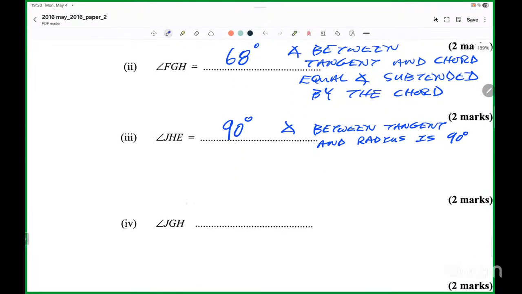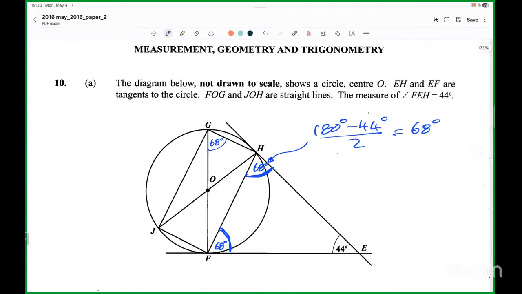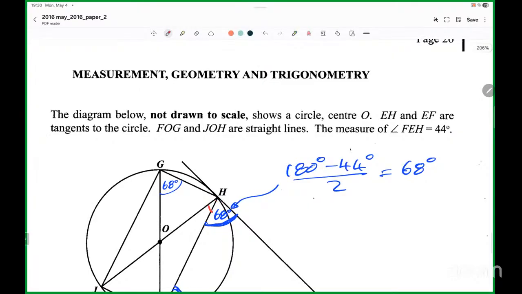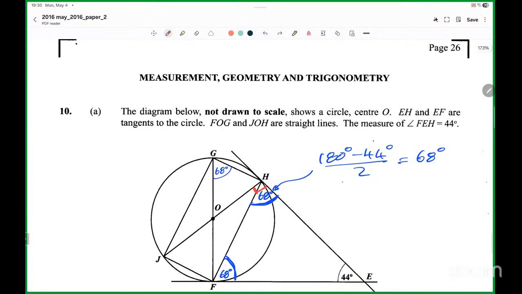Next angle I want is JGH. Don't put in the red 90 degrees here. So this angle here says 90 degrees. That's just between these two lines, 90 degrees. All right, JGH.